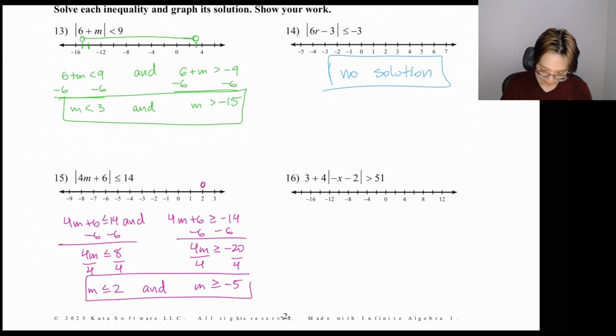So we have at 2, closed circle. Let's double check they overlap because this is an and. So it's less than or equal to 2, so it's that way. Negative 5, closed circle, greater than negative 5, so it's that way. So you do overlap. And where do they overlap? Right in the center here. That's a messy line.